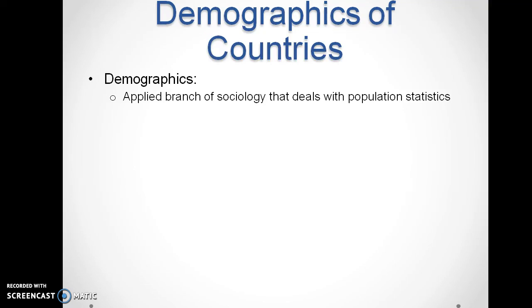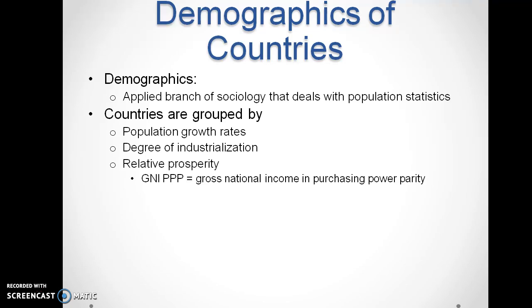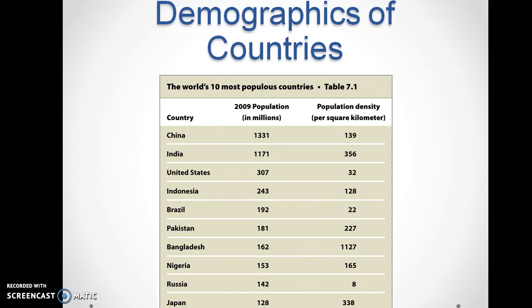So the next big topic I want to bring up is a little bit about demographics. Demographics is a branch of not biology, it's actually sociology, and it deals with where people live and how they live. We talk about statistics. We can group countries by growth rates. We can group them by how industrialized they are, how prosperous they are. There's lots of different ways that we can group countries.